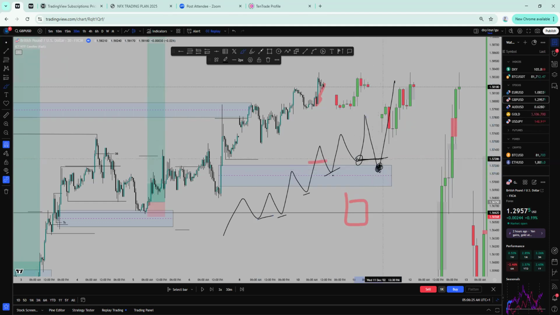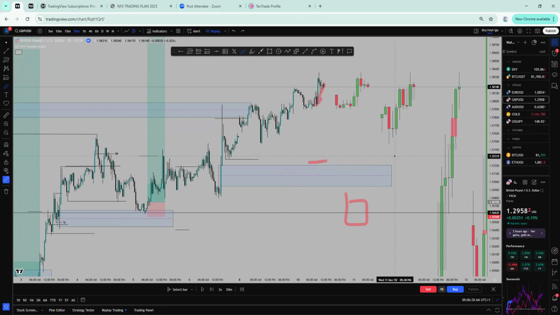This is a protected low. It has taken out liquidity. This one is not protected. All of this is not protected. This is the only protected low, which means you can now buy somewhere here. You put your stops below that low. That's what a protected low is.